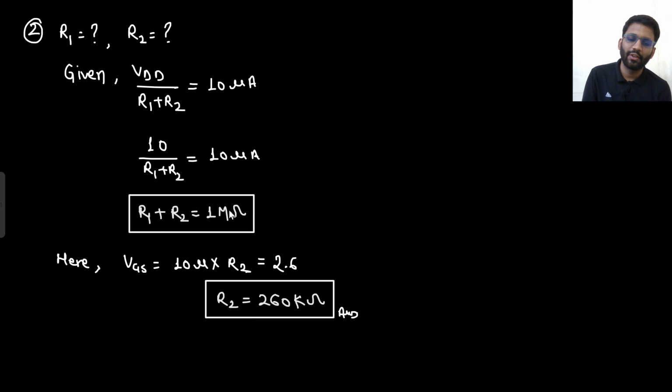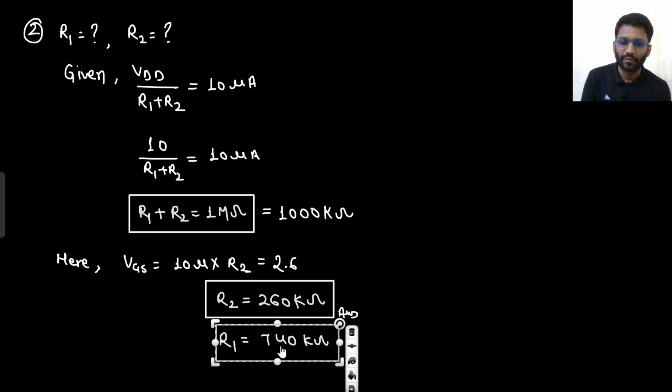And if R2 is 260 kilo ohm, then what is 1 mega ohm? You know this thing. 1 mega ohm is 1000 kilo ohm. This is 10 to the power 6, so it would be 1000 into 10 to the power 3. So what will be the value of R1? That would be 740 kilo ohm. Right? So we have calculated the value of R1 and R2 as well.